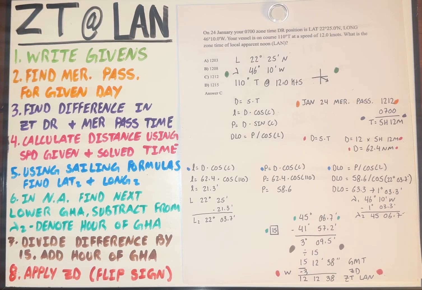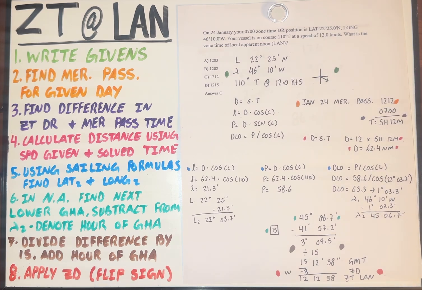Step 3 is to find the difference between your zone time DR and your meridian passage time. Our zone time DR is 0700. Our meridian passage time is 12:12, for a difference of 5 hours and 12 minutes. That's our time. Step 4 is to calculate the distance using your given speed and your solved time. So simple distance equals speed times time formula. Distance equals 12 knots, given in the problem, times 5 hours and 12 minutes, which we just solved for, a distance of 62.4 nautical miles.